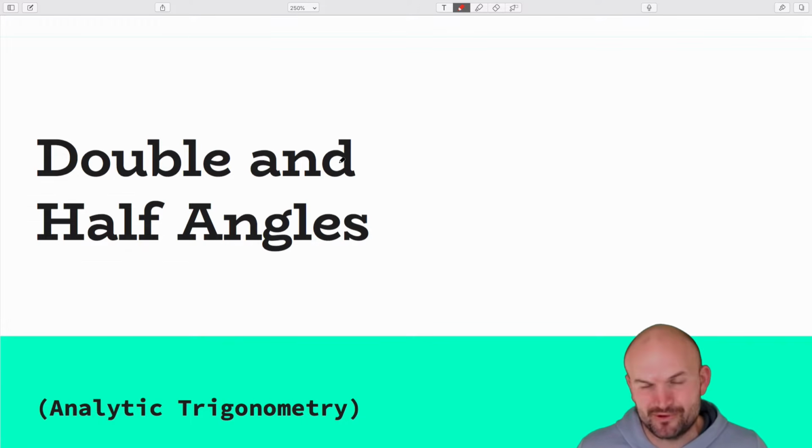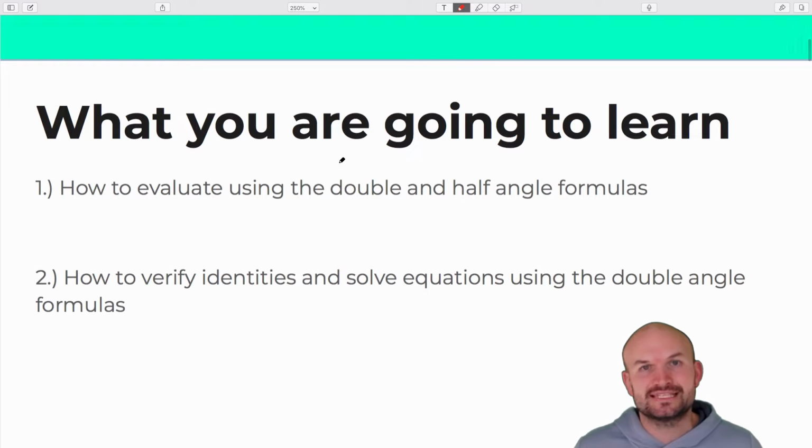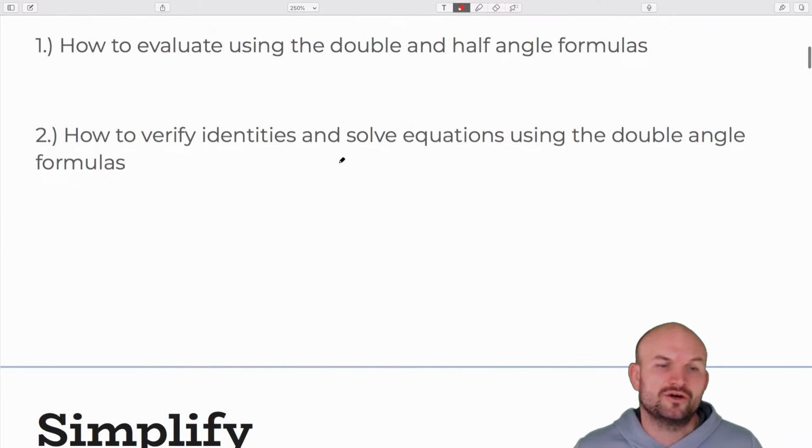and half angle formulas. This is the last lesson in my chapter for analytic trigonometry. And what we're going to focus on in this lesson is learning to evaluate using the double and half angle formulas. We're going to evaluate given angles as well as given a right triangle. And then we're going to focus on being able to verify and solve equations using the double angle formulas.